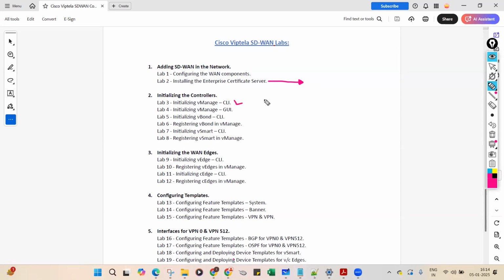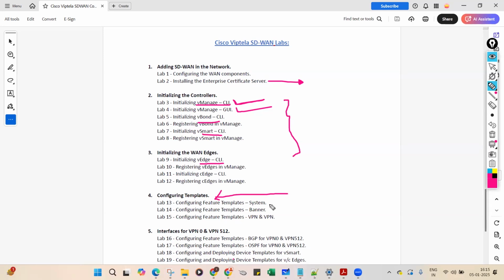The vManage, we will first configure via CLI. Any SD-WAN device has to have certain basic minimum CLI configuration so that it can then be accessed via GUI. So we will do the vManage, vBond, vSmart, and edge device configurations via CLI first, and then with the GUI as well. As discussed earlier, templates are one of the important aspects in configuring SD-WAN devices.